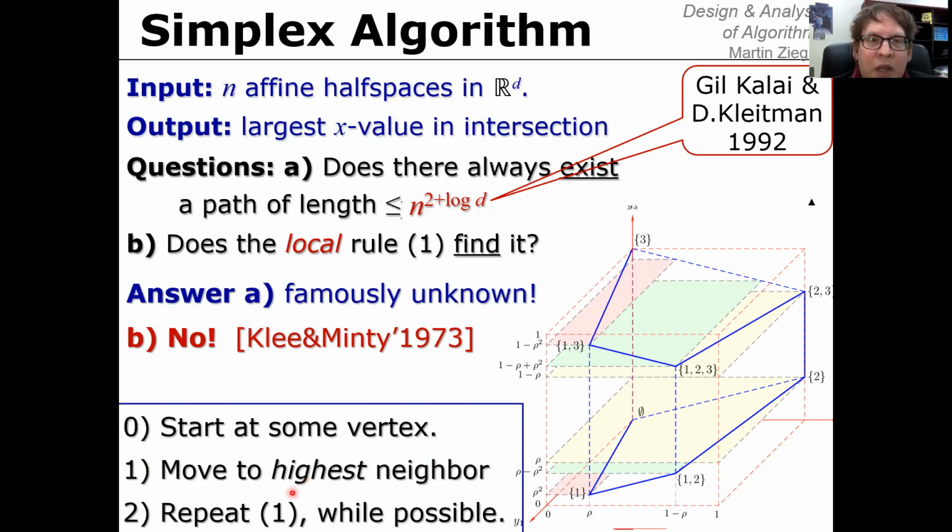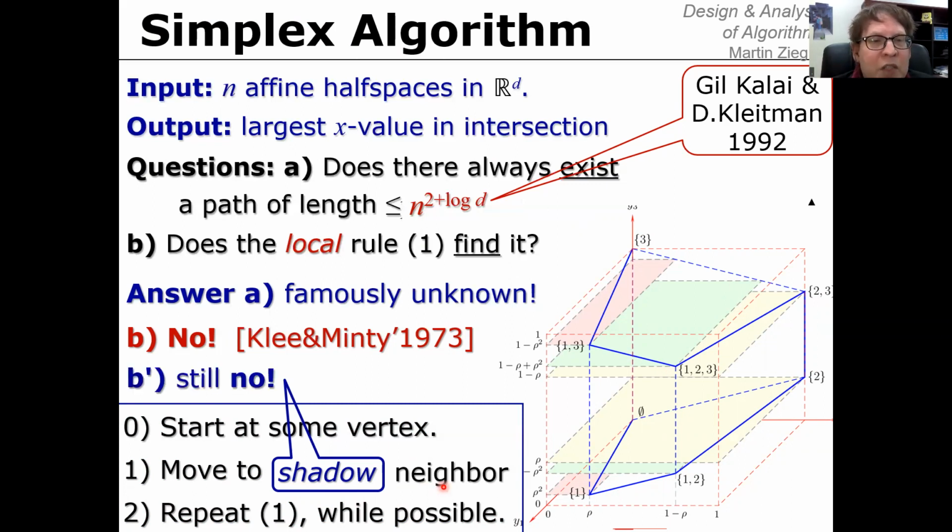So that means that the original local rule from the simplex algorithm is not suitable, but maybe some other rule is. And there are many other rules that people have considered. One rule I'd like to point out is the so-called shadow neighbor rule. I'm not going to formalize that. Just let me mention that also here, variants of the Klee-Minty cube have been constructed, where even with this modified rule, the shadow simplex algorithm makes an exponential number of steps on some cube which has polynomial diameter.